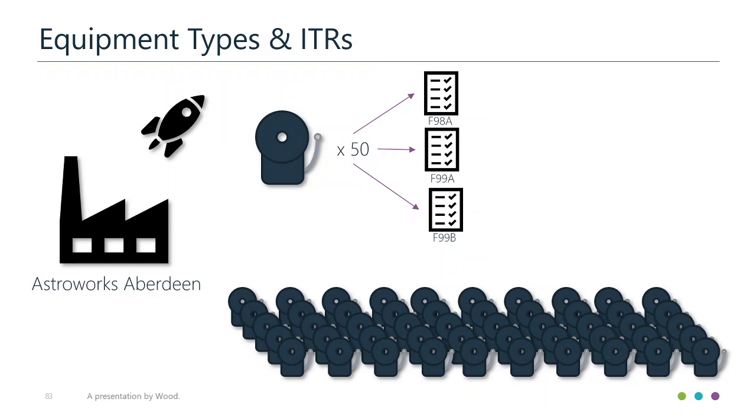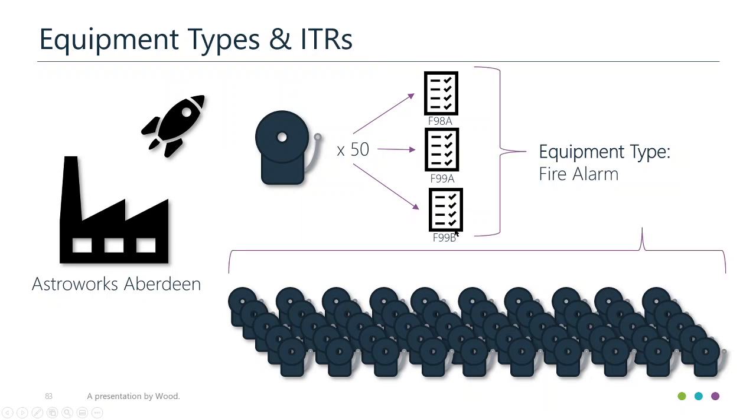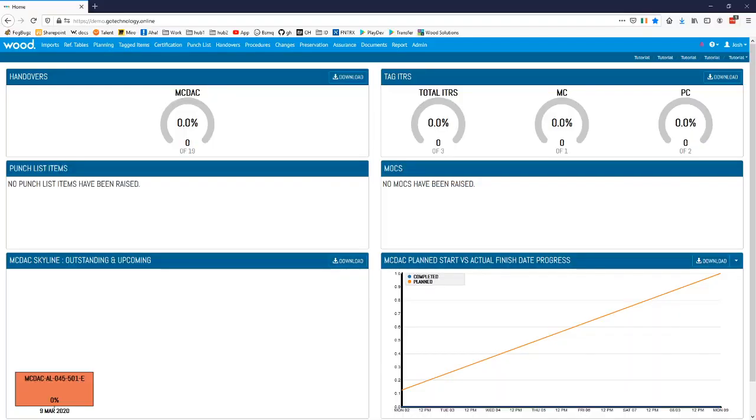Isn't there a better way of doing it? Well, the answer is yes. We have equipment types. We know that every single one of these fire alarms is a fire alarm. So can't we just associate the equipment type to the ITRs we want? So for every single fire alarm, can we have these 3 ITRs against it? The answer is yes, we can do that, and that makes things much easier. So doing that in GoTechnology Hub 2 is fairly straightforward.